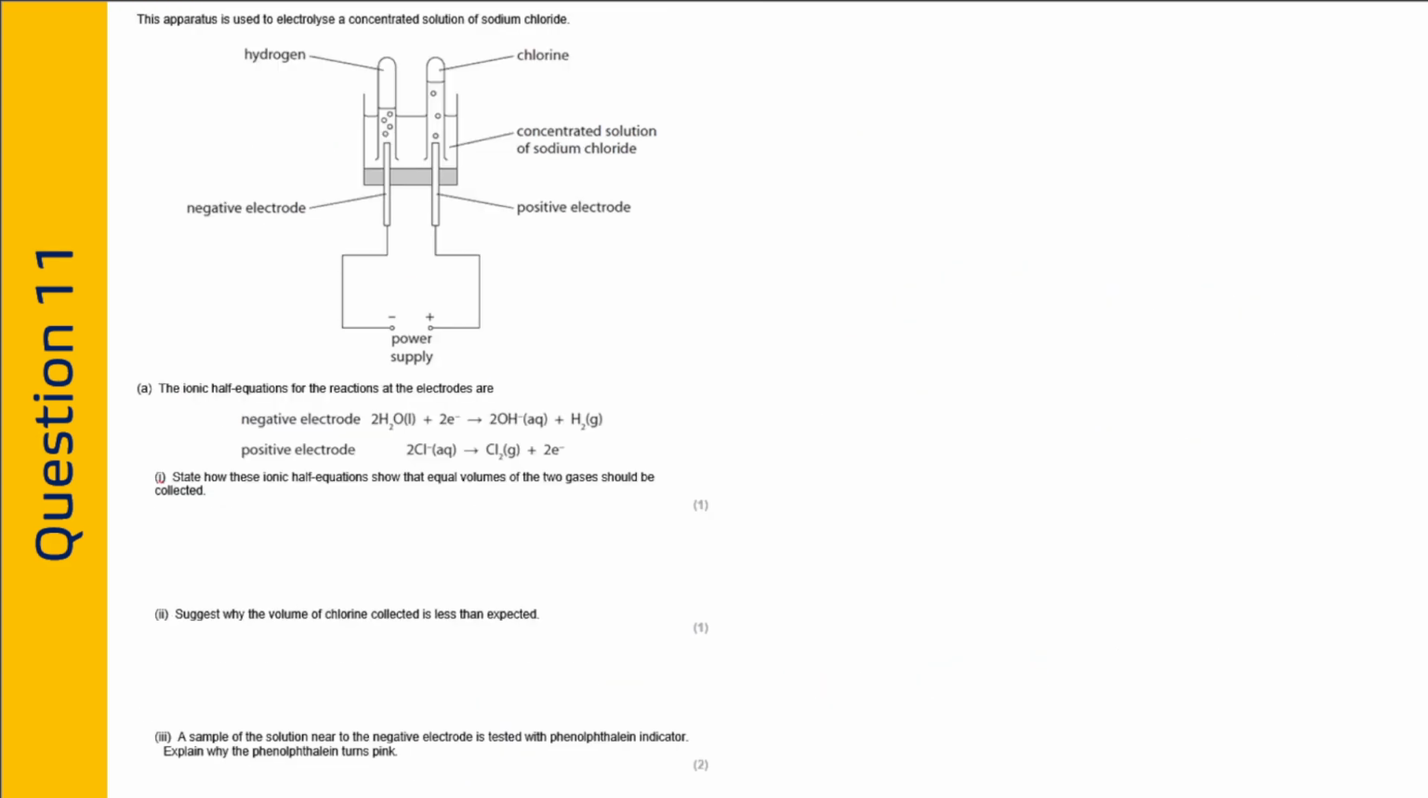Now we've got this set up for concentrated sodium chloride. State how the ionic half equation shows that equal volumes of the two gases should be collected. So we're talking about volumes. Let's look at this. 2 electrons should produce 1 mole of Cl2, and 2 electrons should produce 1 mole of H2. So that's how it's proved from the equation.